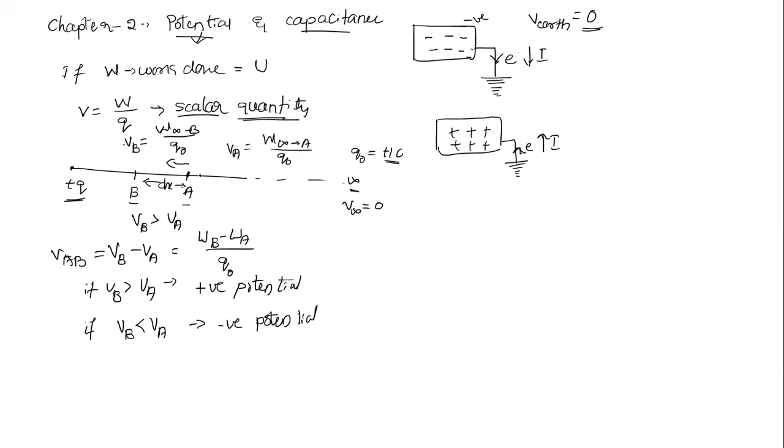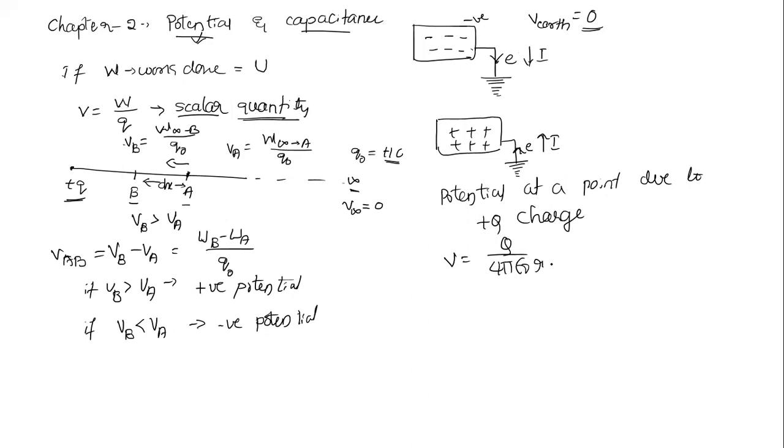Okay, this is the potential difference between two. Let us say now potential at some point due to a plus Q charge. That is what we call an isolated point charge. It will be given by what formula directly? V equal to Q by 4 pi epsilon naught R.